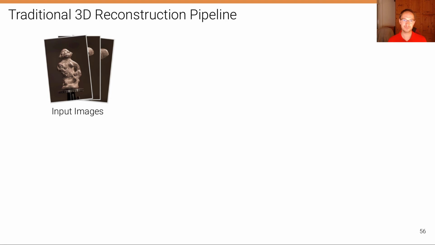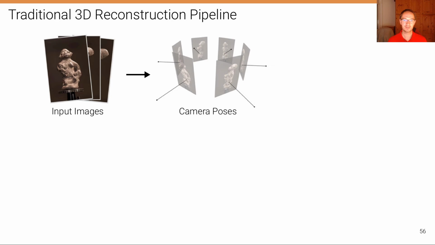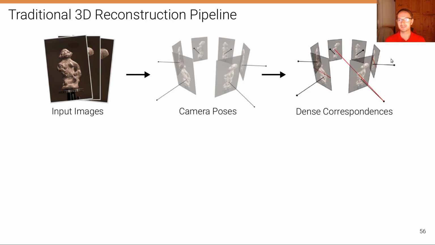Here's an overview of a traditional 3D reconstruction pipeline. The input is a set of images. We first estimate the camera poses, and we have seen techniques for doing so, like structure from motion, bundle adjustment. From these estimated camera poses and the images, we can then compute dense correspondences using binocular or multi-view stereo techniques, or monocular or active, or shape from shading techniques, or techniques that combine all of these aspects.